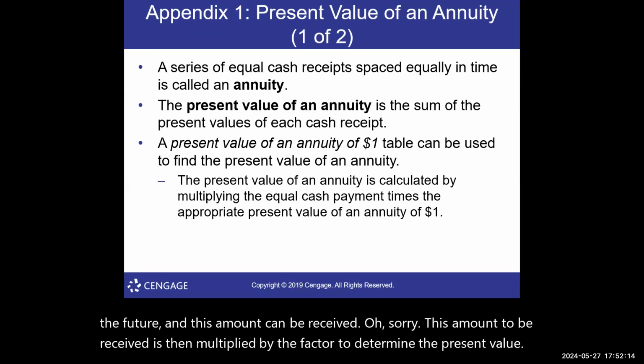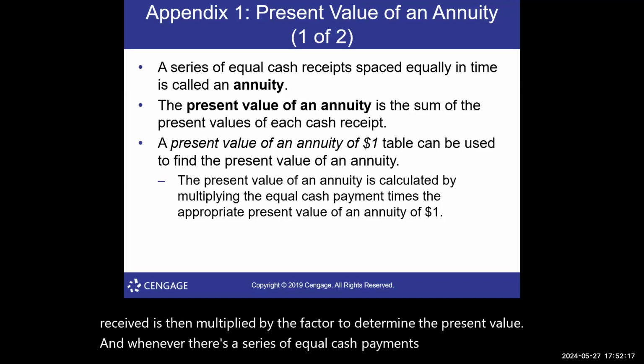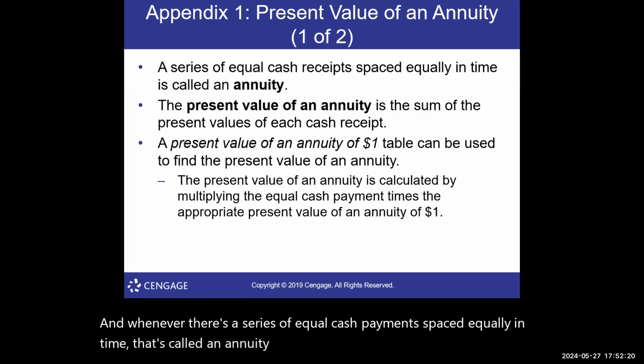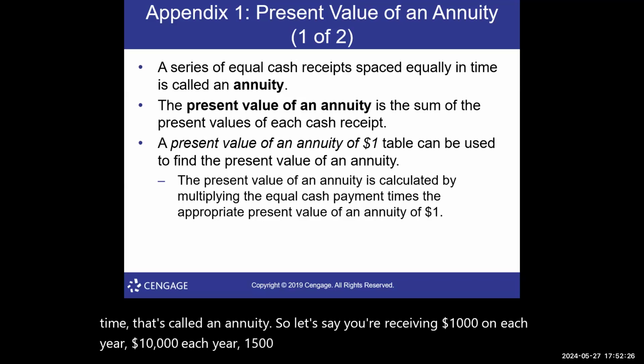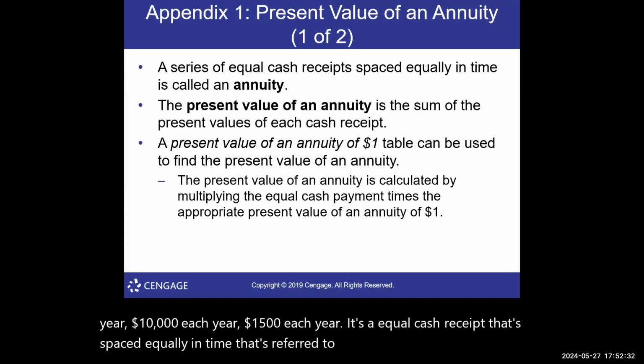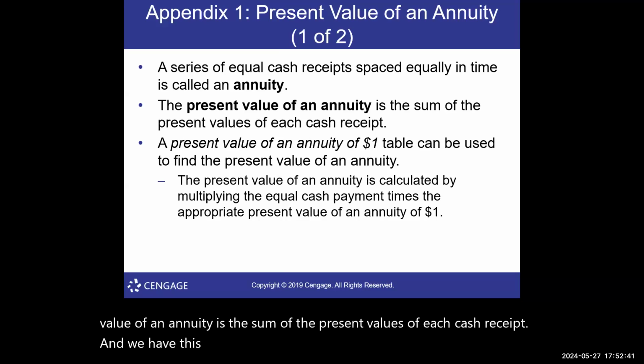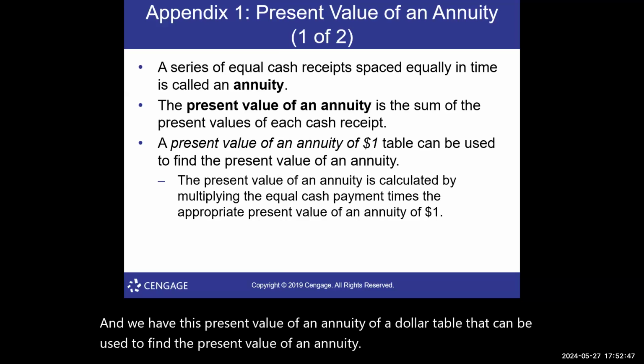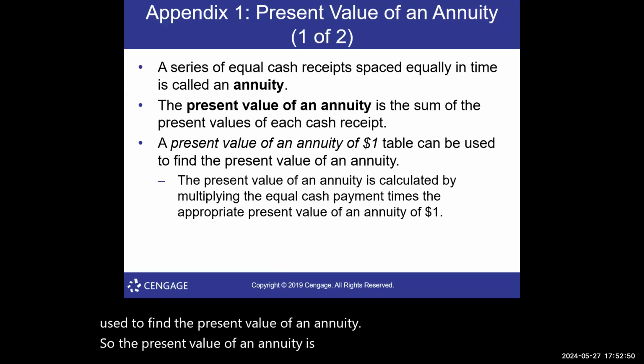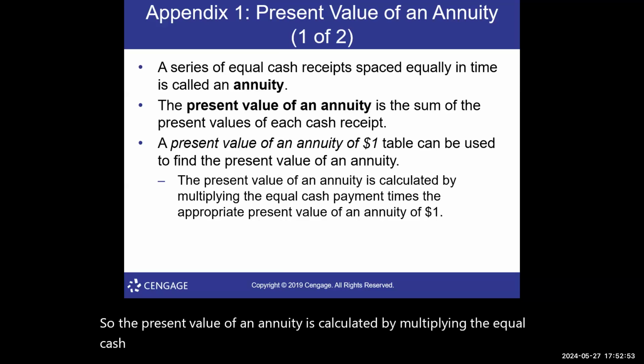And whenever there's a series of equal cash payments spaced equally in time, that's called an annuity. So let's say you're receiving $1,000 each year, $10,000 each year, $1,500 each year. It's an equal cash receipt that's spaced equally in time. That's referred to as an annuity. So the present value of an annuity is the sum of the present values of each cash receipt. And we have this present value of an annuity of $1 table that can be used to find the present value of an annuity. So the present value of an annuity is calculated by multiplying the equal cash payments times the appropriate present value annuity of $1.